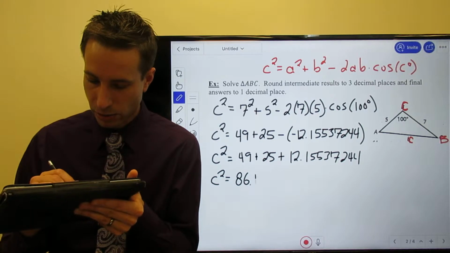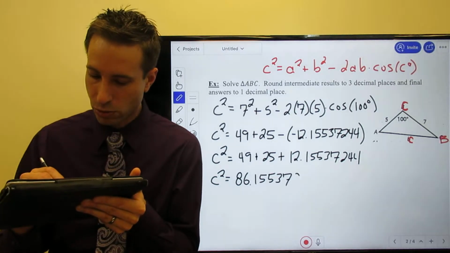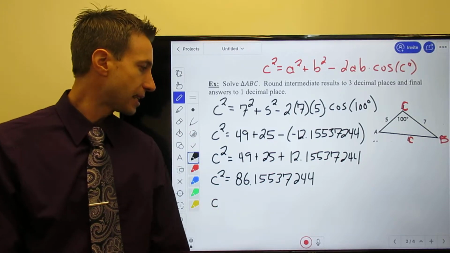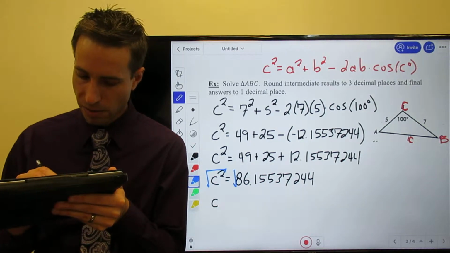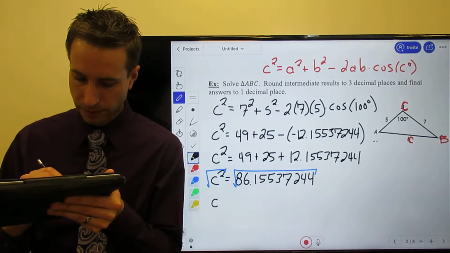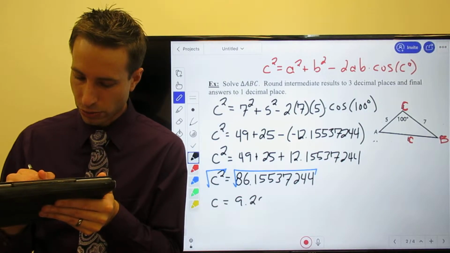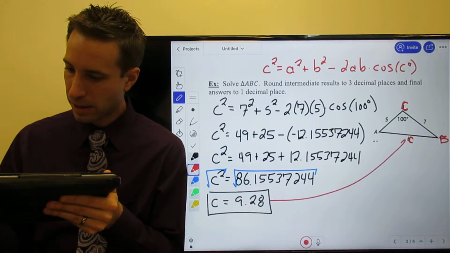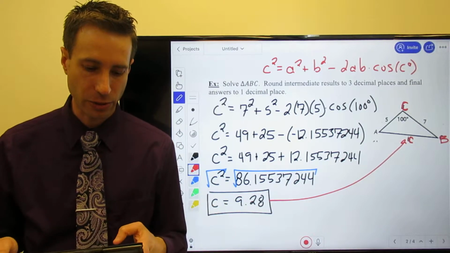Again, do not lose any of those decimals. It is really, really important that you do not round until the end. Now, how do I get the C by itself? You bet. Take a square root of both sides. We wind up with C is equal to 9.28. So the length of side C, 9.28. And I'm not given any units, so my number won't have any units either.